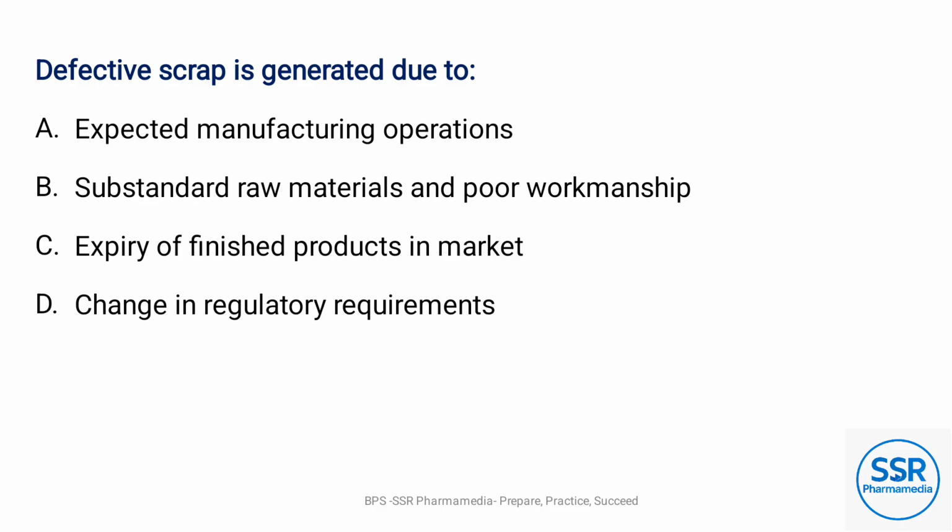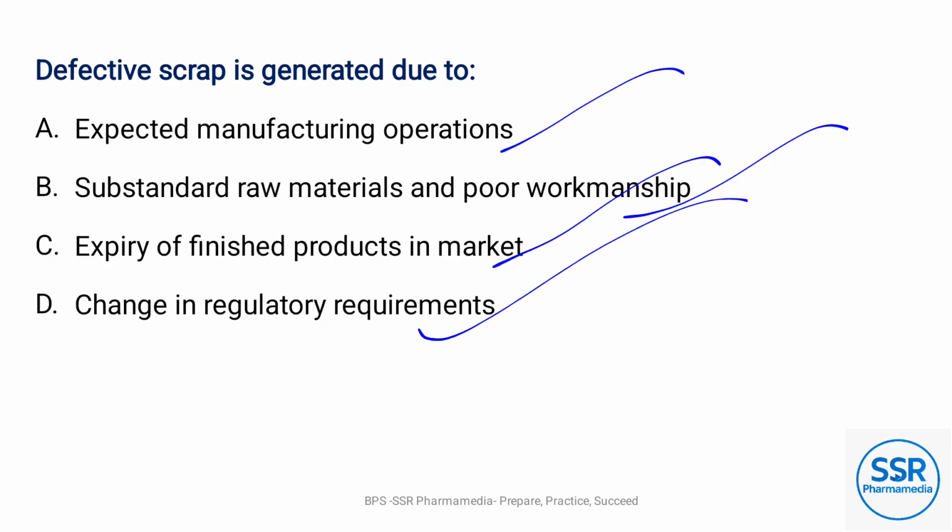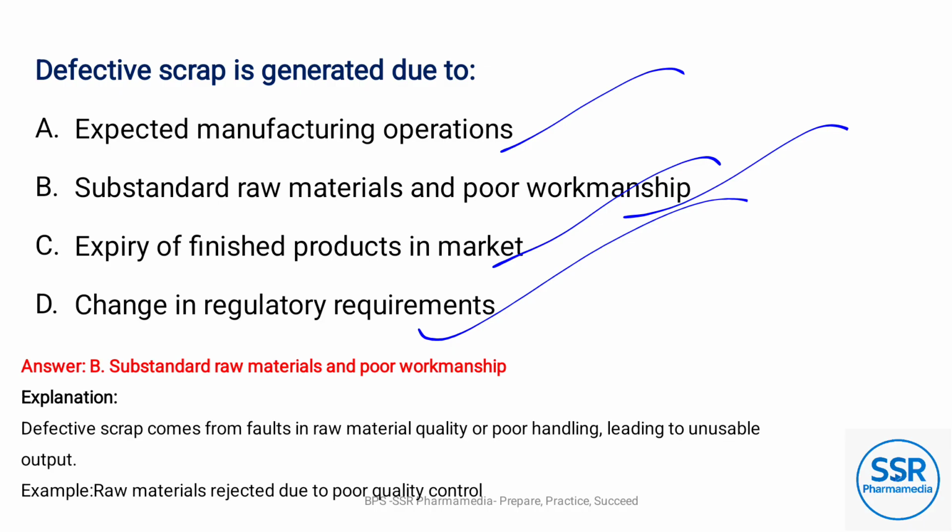Defective scrap is generated due to expected manufacturing operation. Option B. Substandard raw materials and poor workmanship. Option C. Expiry of finished products in market. Option D. Change in regulatory requirements. So the answer is option B. Substandard raw materials and poor workmanship.